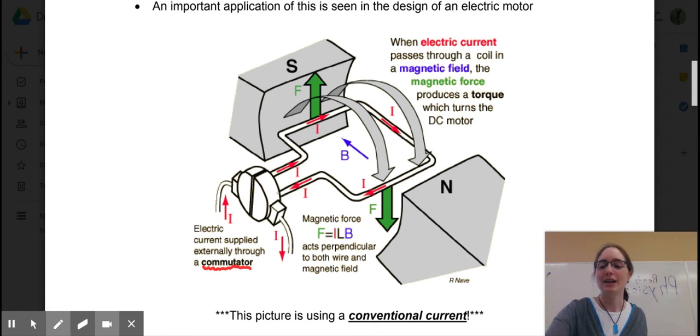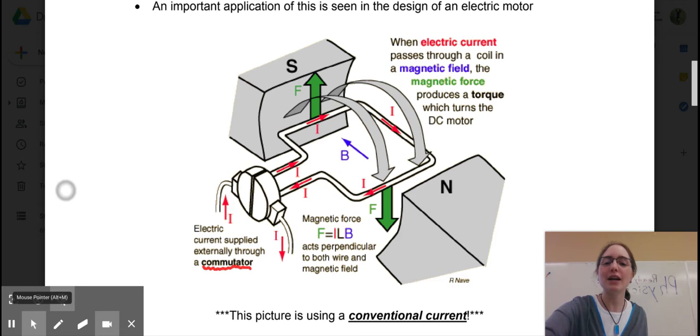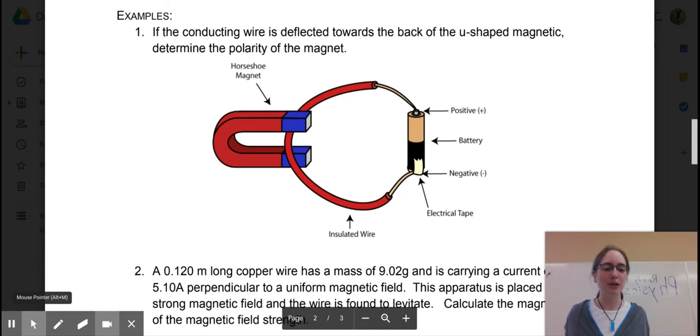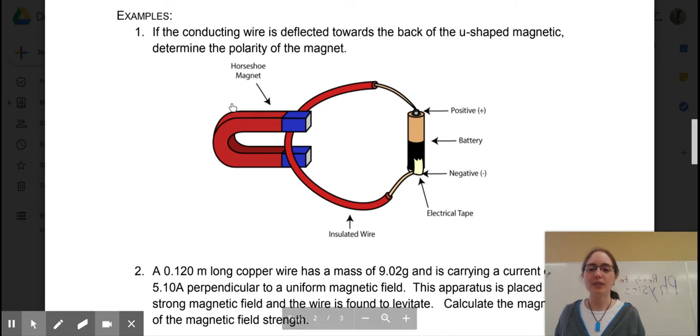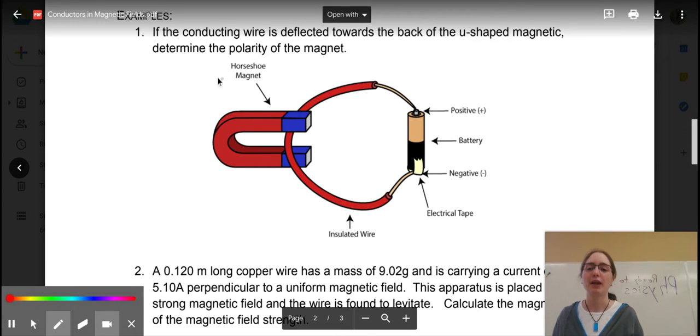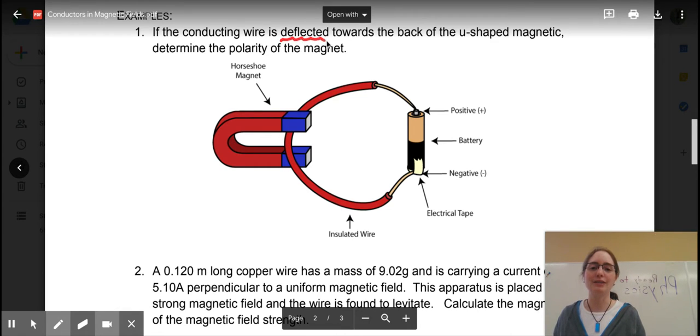All right, so enough with that diagram there. Let's look at a couple of examples. A couple of theory, a couple of calculations. This is a shorter topic, so we won't be too long. If your conducting wire is deflected towards the back of the U-shaped magnet, determine the polarity of the magnet.